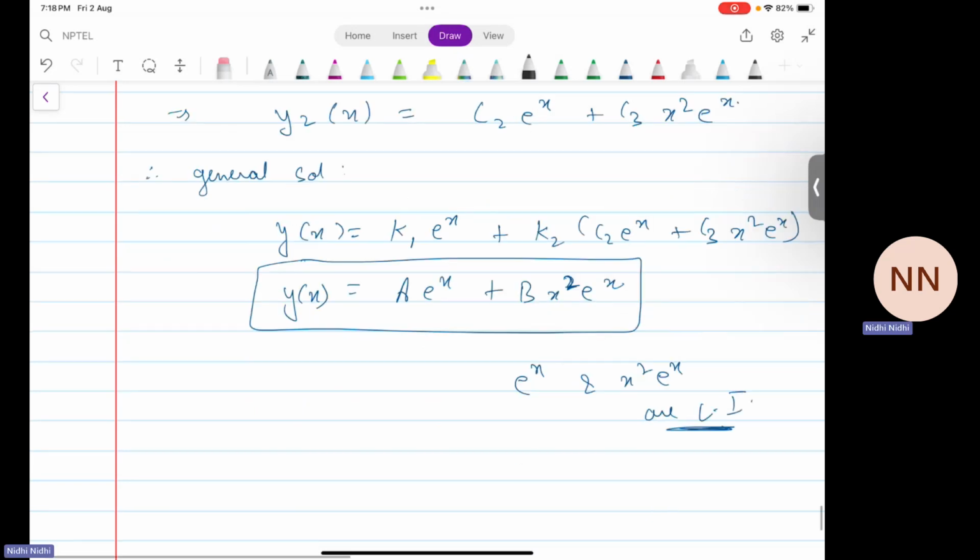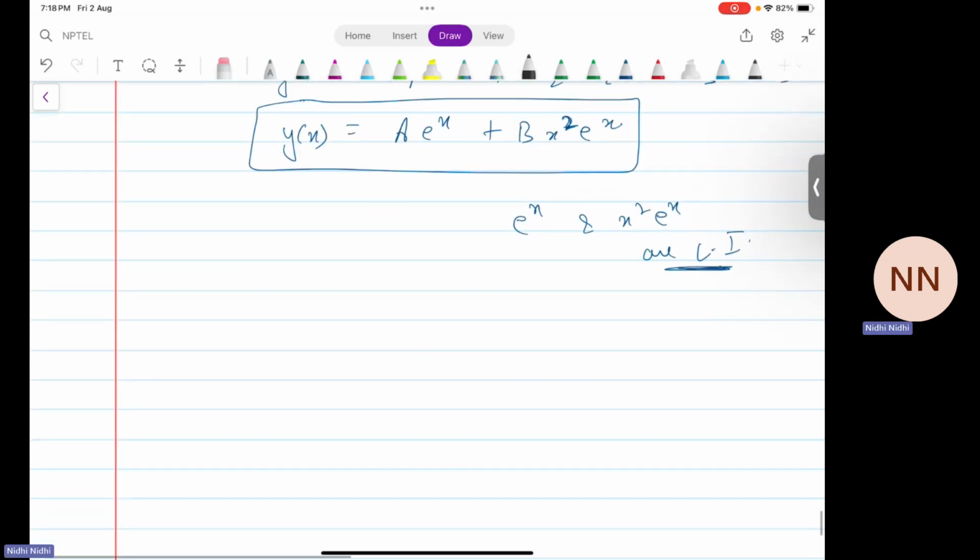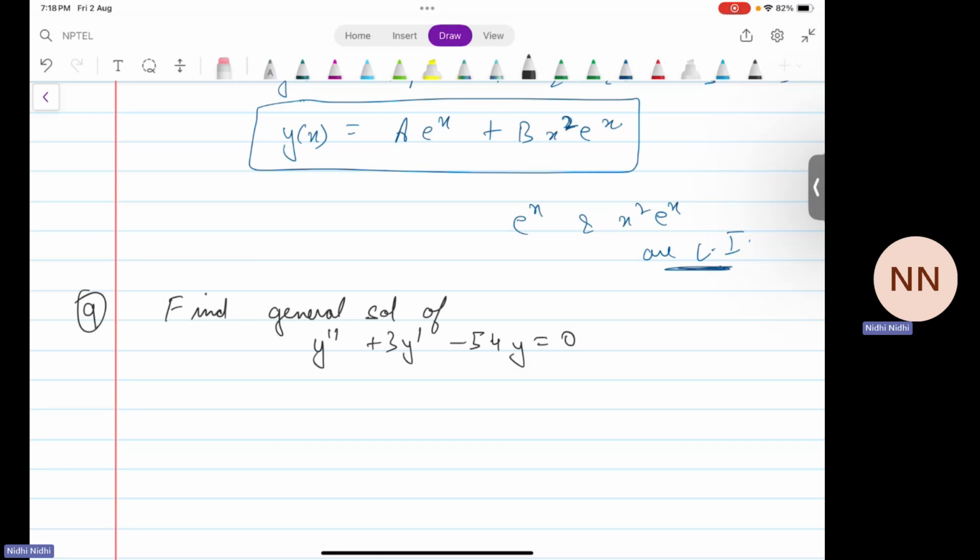Now let's move to the next question. Question 9. Find the general solution of y'' + 3y' minus 54y equals 0.